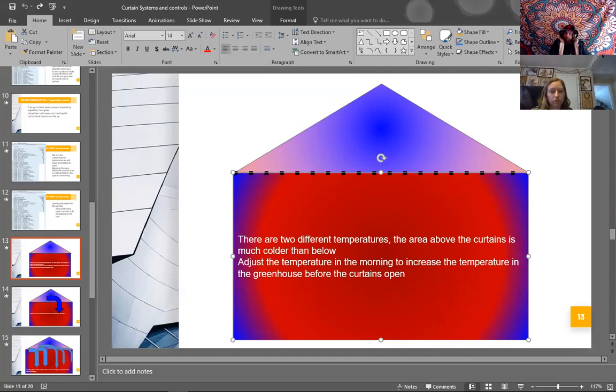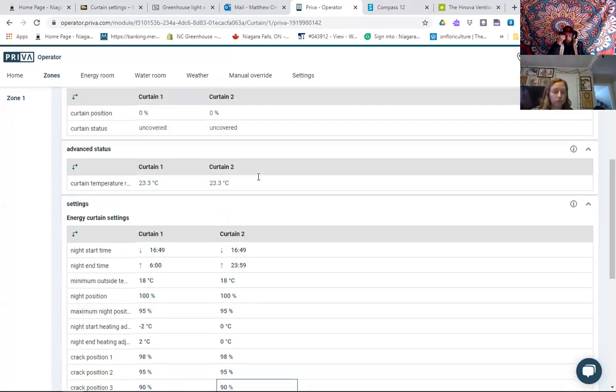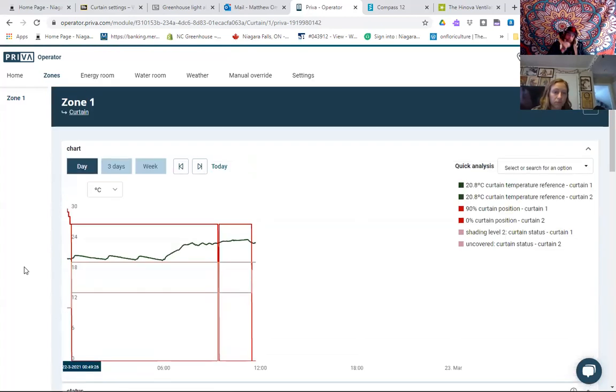What else? You say about which one I'm sharing. There we go. Okay, so again, that's pretty straightforward for the curtains.